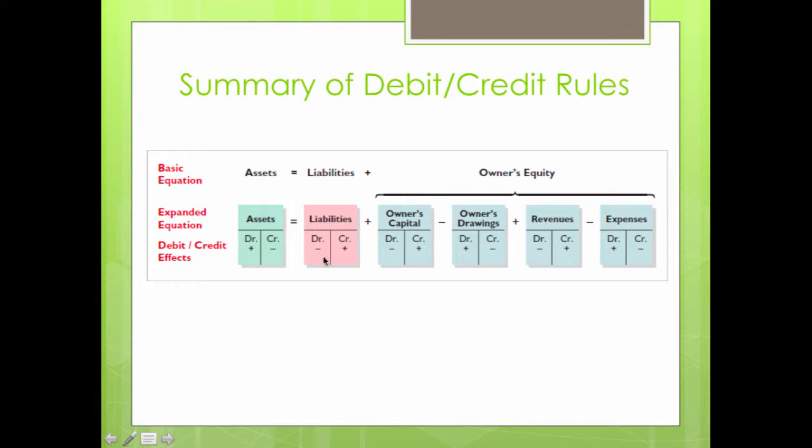Also, notice that the rules change for owner's equity. You see these? All these are for owner's equity. Depending on the account that you are working on, will depend if you debit or credit, and it will depend if you want to increase or decrease your account.